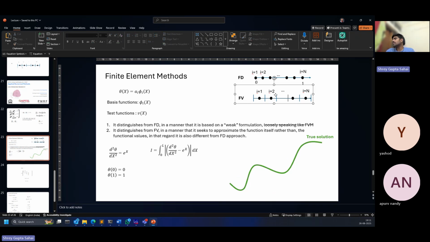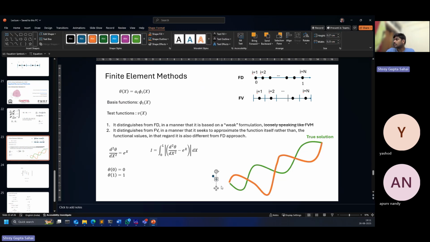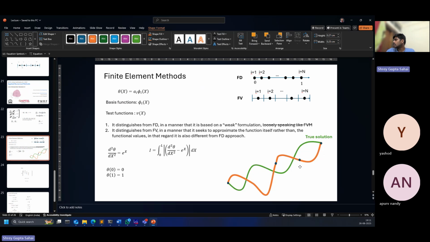What it does is it divides the domain. Let me just quickly open that paper so that I can draw. Before I do that, what do you think, Apurv, will happen if I start weighing the errors around certain points? Suppose I choose 3 points. There are 3 points, okay? Let me put 4 points.